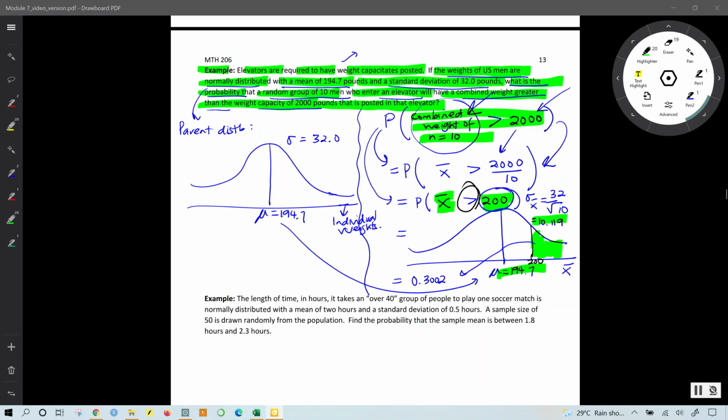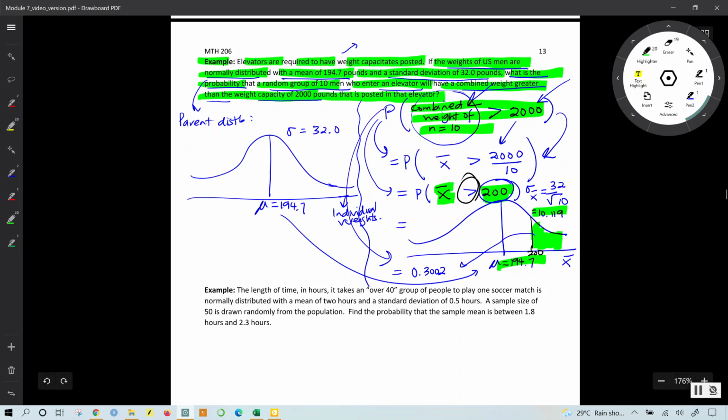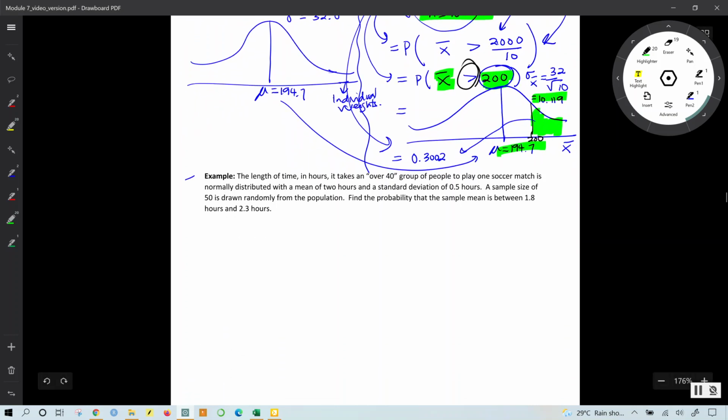So the probability that the combined weight of 10 US men is greater than 2,000 is equal to 0.3002. Then we proceed to the next example.